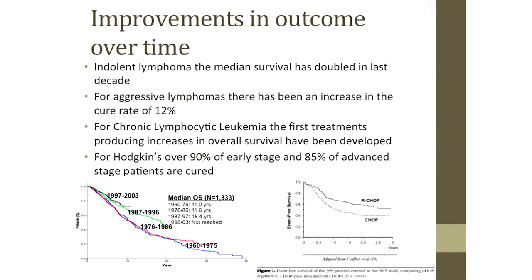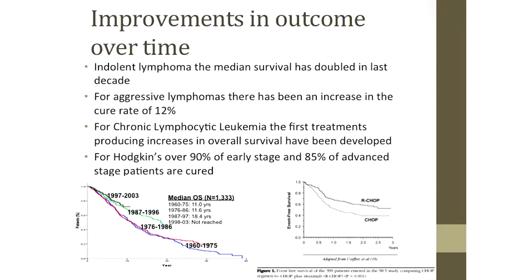There have been very significant advances in the management and outcome for patients with lymphoma over the last number of years, probably more so in this disease than any other cancer. In the lymphoma, when I first started practice a number of years ago, we talked about prognosis. The prognosis for patients with follicular or indolent lymphoma has doubled. The survival has doubled over the last number of years. For aggressive lymphoma, the cure rate has gone up from a relatively high cure rate by 10 or 12%. And that's a significant improvement in ability to cure this type of lymphoma.